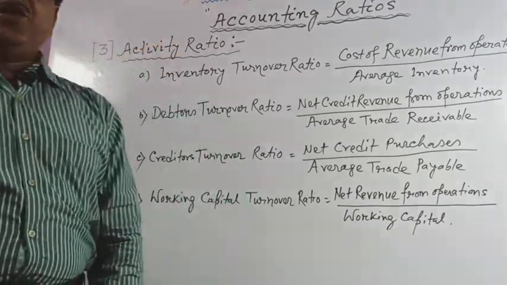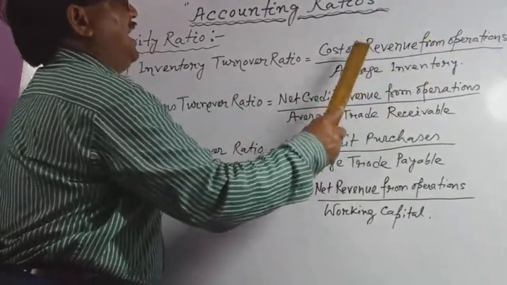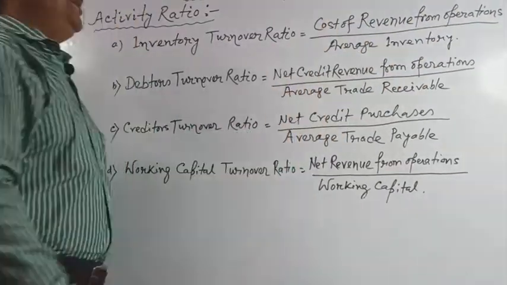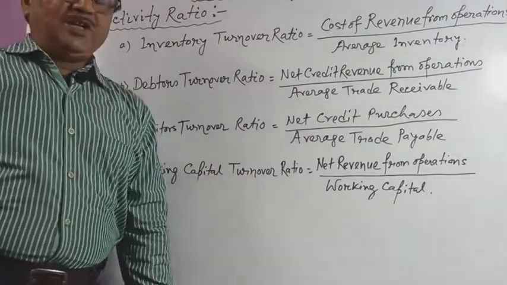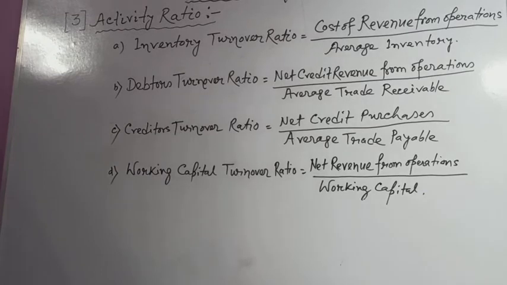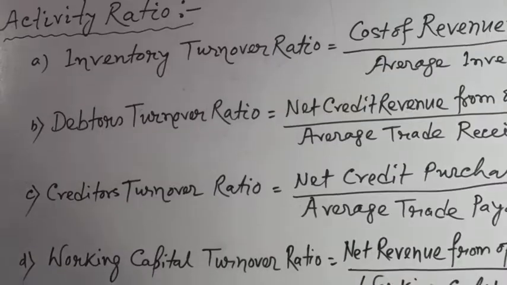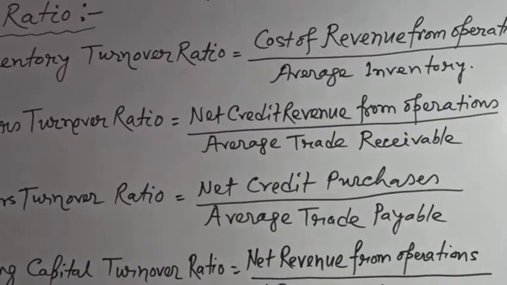Stock turnover ratio is the relationship between cost of revenue from operation and average inventory. Average inventory equals opening inventory plus closing inventory divided by 2, and cost of revenue from operation you can find out, this is the rule. Cost of revenue can be found from two sides. One is the net revenue from operation minus GP, that means gross profit.